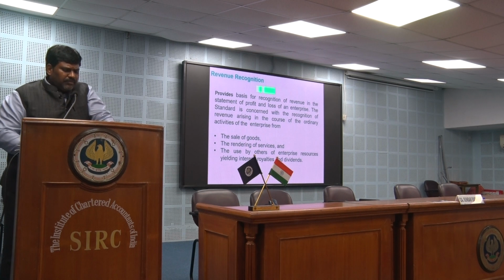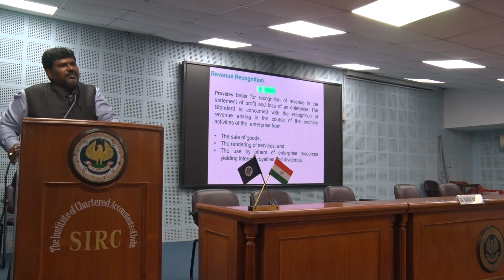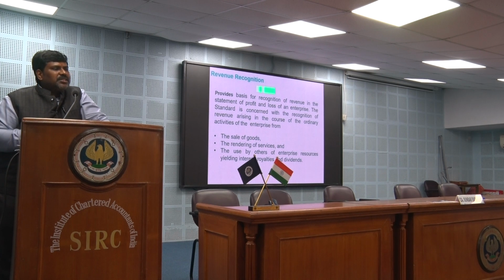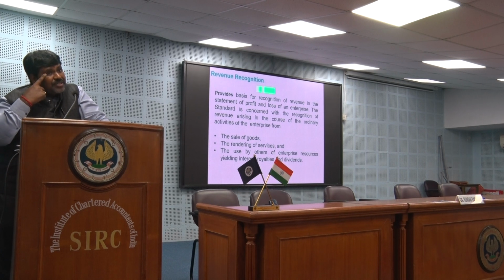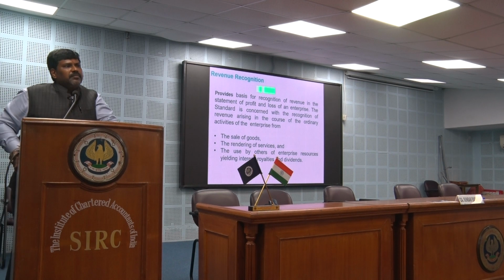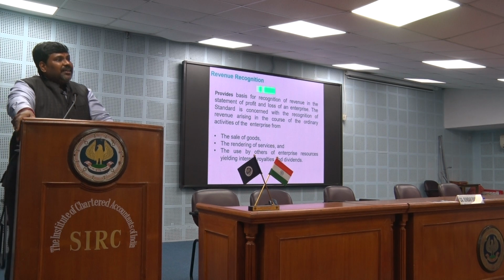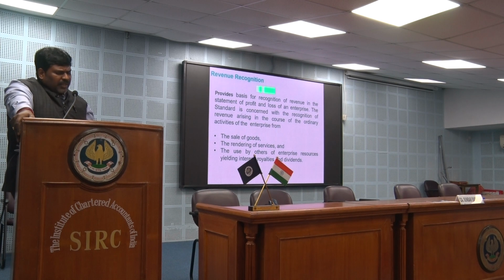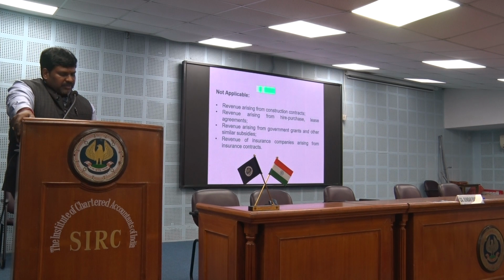As far as, again, with respect to rendering of services, the standard also prescribes methods with respect to the recognition, the completed service method versus the percentage of completion method. And this point has been very significantly disputed when compared with your ICDS, more particularly in a service environment. And of course, use by others of enterprise resources: when do you recognize your royalty income, interest income, dividend income, these have been captured.